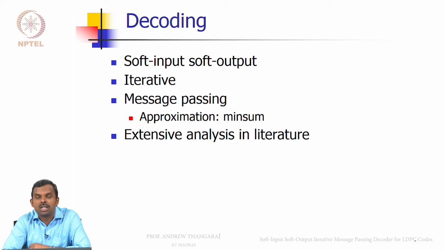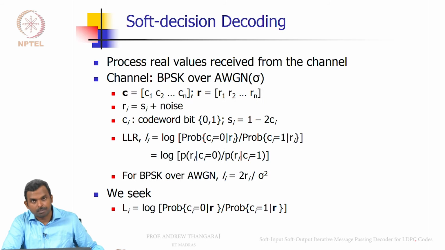There is an approximation involved which is called the min-sum approximation. We have spoken about it. This is a very well studied decoder today. Okay, so many papers are there in the literature. We will not look at an exhaustive study of all possible variations, just one type of decoding which is quite popular in practice today. Okay, that's how we will proceed.